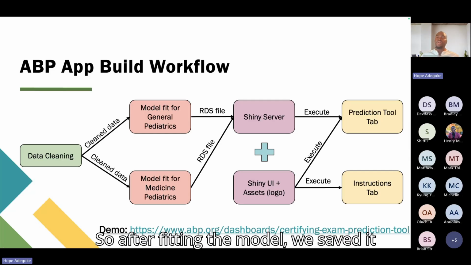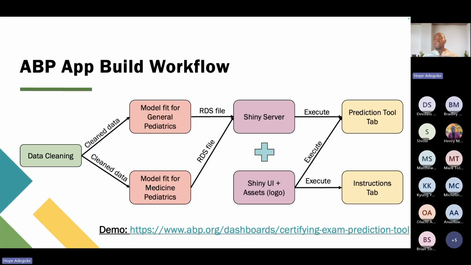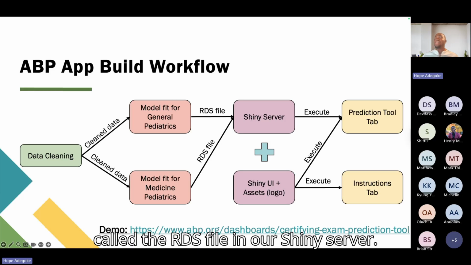After fitting the model, we saved it in an RDS file. An RDS file is a kind of R file that saves models, lists, whatever, so that you can call and use later on, right? So we fitted the model and saved the outputs into the RDS file. Now we called the RDS file in our Shiny server.